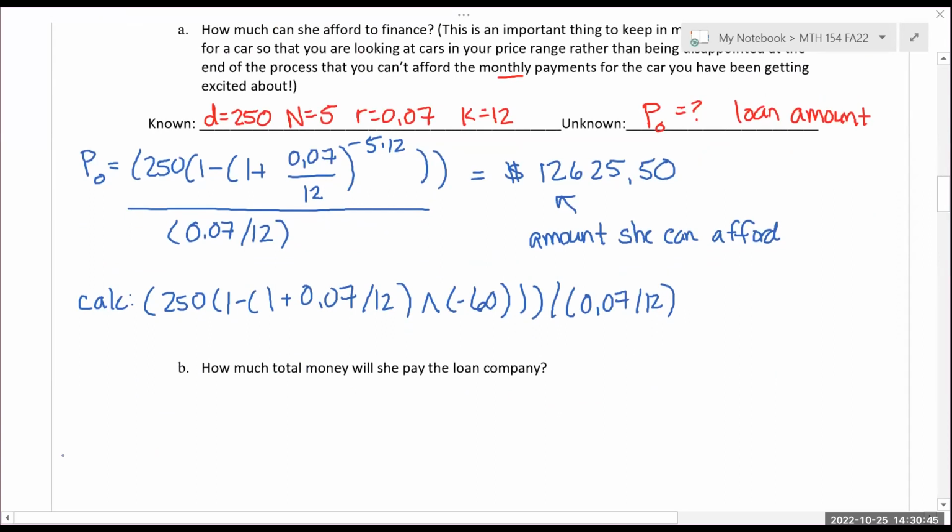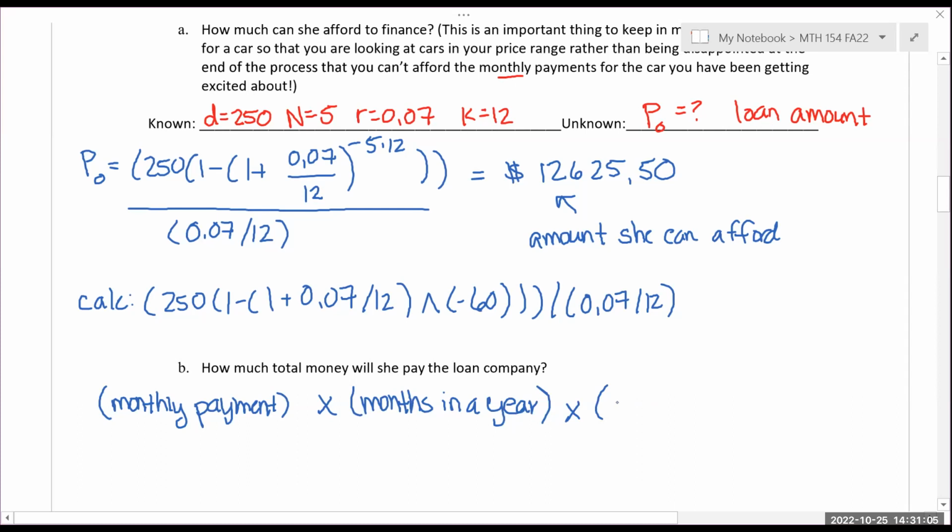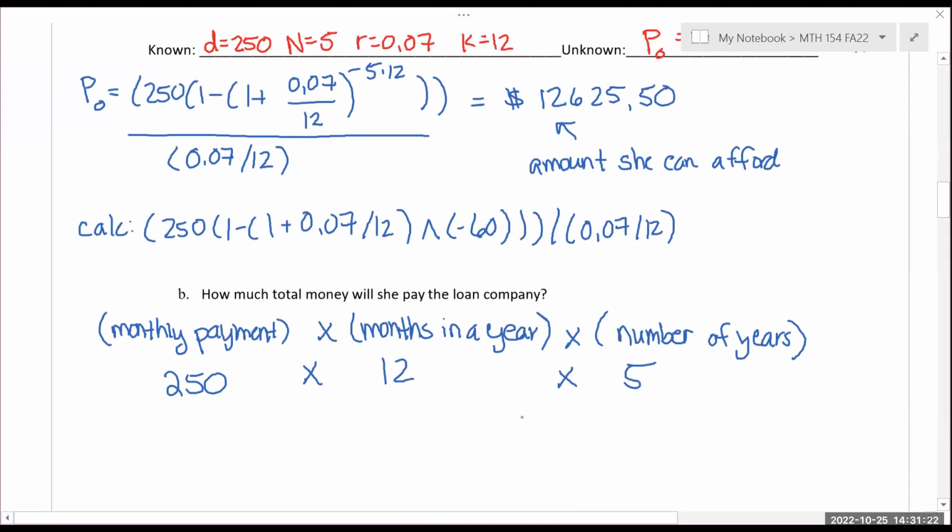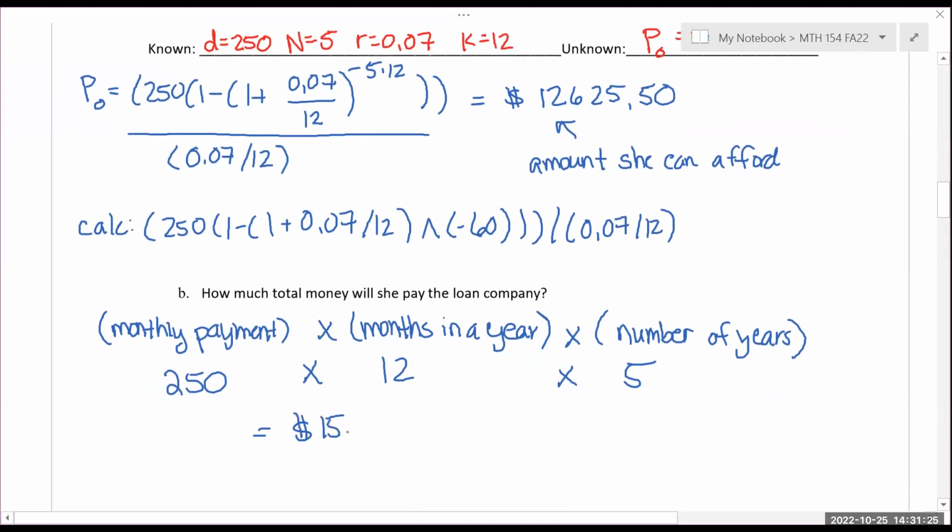$12,625.50. So here's the question though, how much money are you actually paying the loan company? So if we think about that, it's what you're paying monthly times the number of months in a year times the number of years. That's the number of payments you're making. So if for 5 years, you're making 12 payments a year, you're making 60. And then if your monthly payment is 250, well, you're making 250 60 times. So you are paying the loan company $15,000.